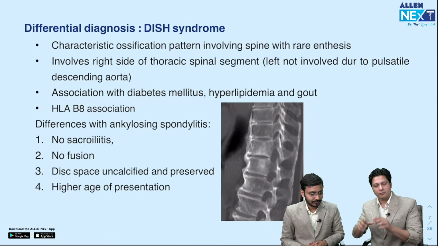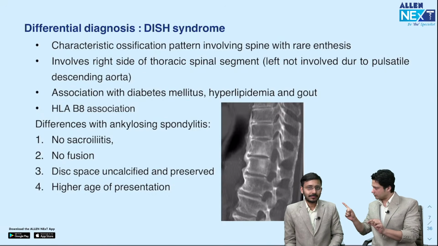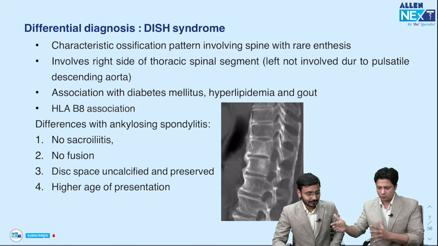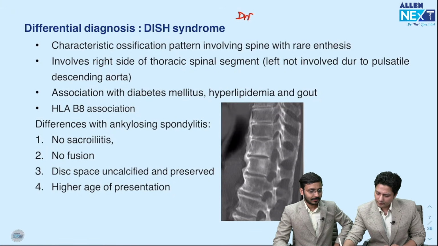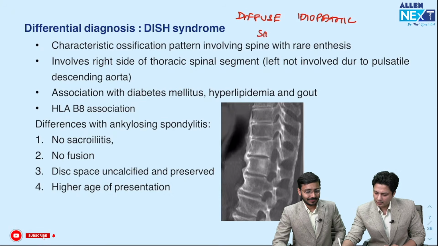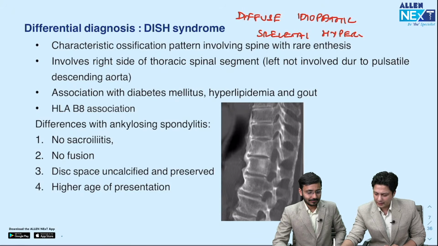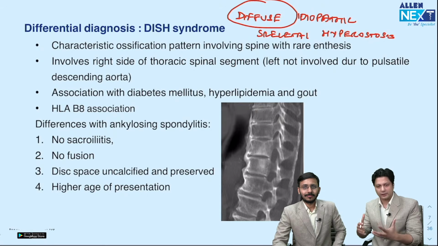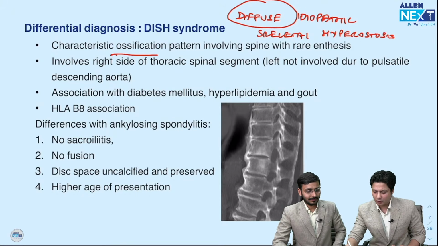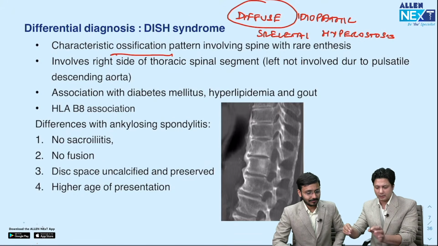Now comes a point where we are going to get the differential of ankylosing spondylitis, which is always mentioned in the other options. One of the differentials is DISH syndrome. It is diffuse idiopathic skeletal hyperostosis. As the name indicates, it is diffuse, idiopathic, like there is no identifiable etiology, skeletal hyperostosis. So there is a characteristic ossification pattern which involves the spine more commonly.